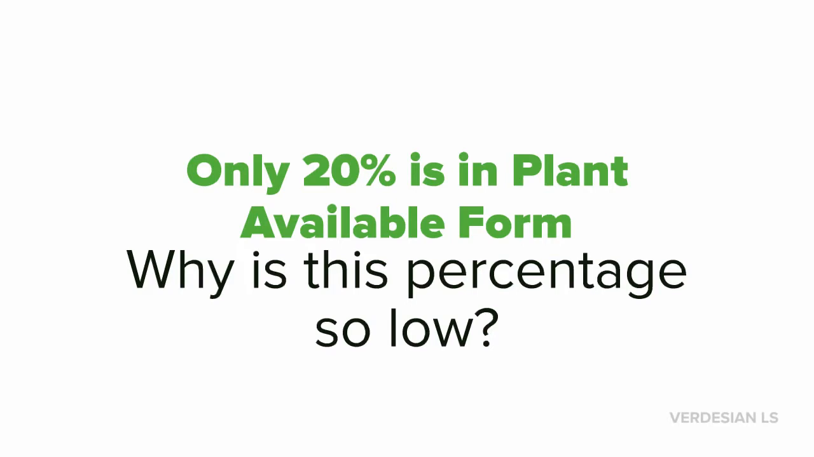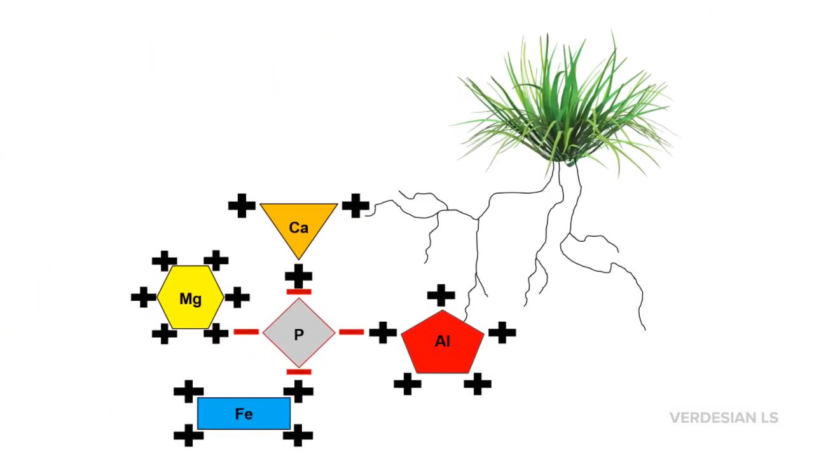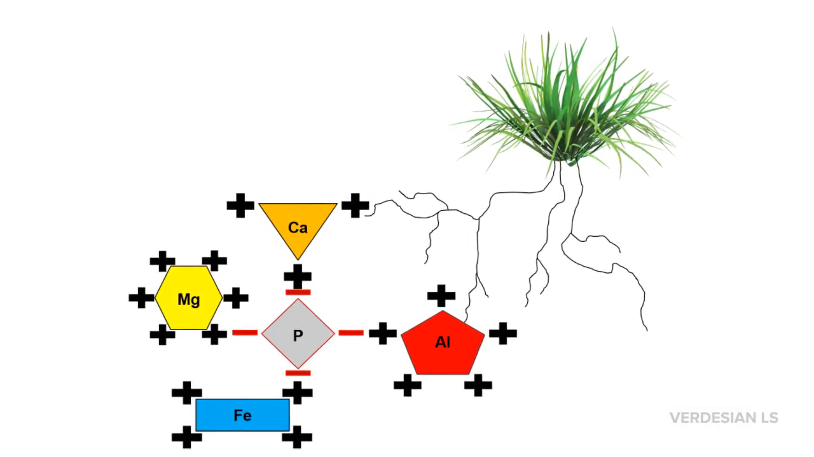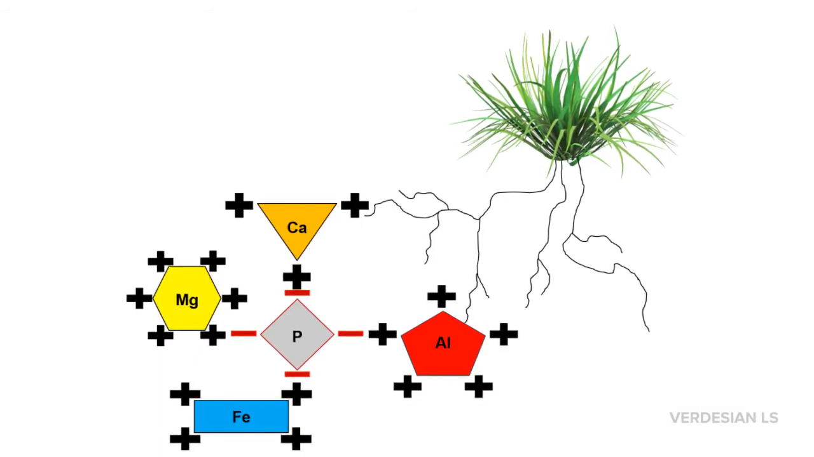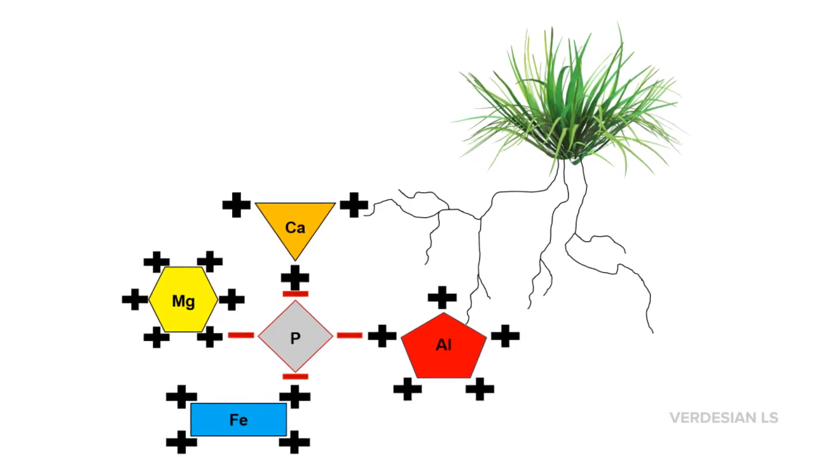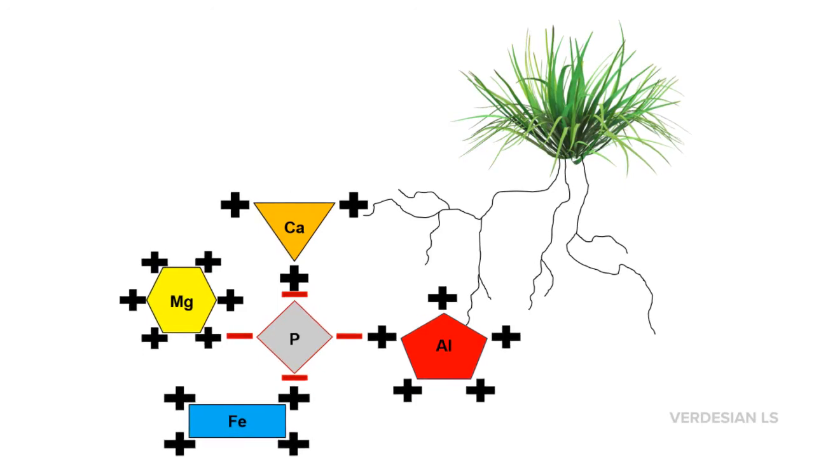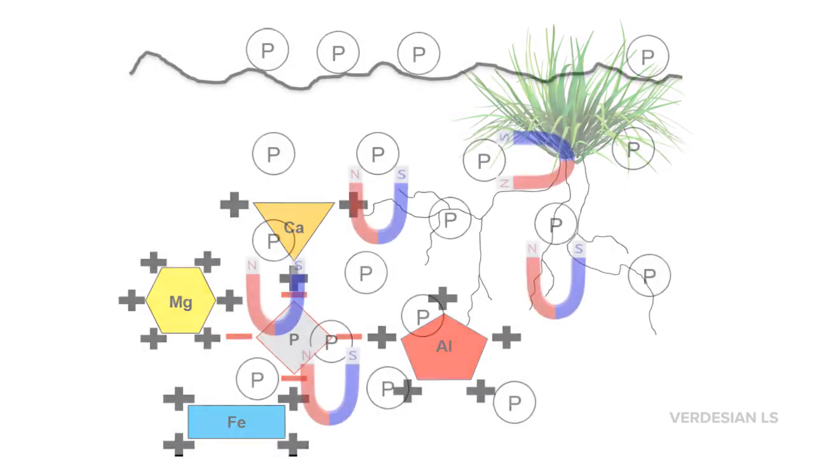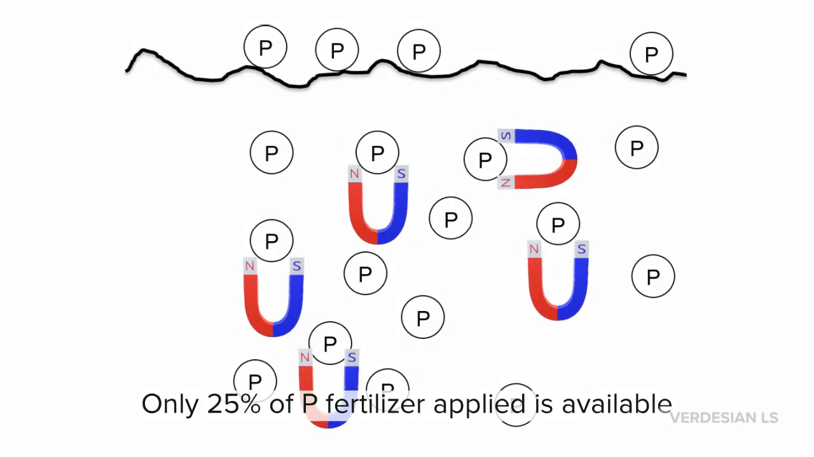So why is this percentage so low? Phosphorus found in the soil and phosphorus that is applied as a fertilizer is a negatively charged ion. That means that it wants to form strong bonds with other cations that are found in the soil. Those cations are iron, calcium, magnesium, and aluminum. When that bond happens, the plant is not able to then take up the phosphorus that it needs because it's blocked off. Due to this relationship, people have applied more and more fertilizer over the years.